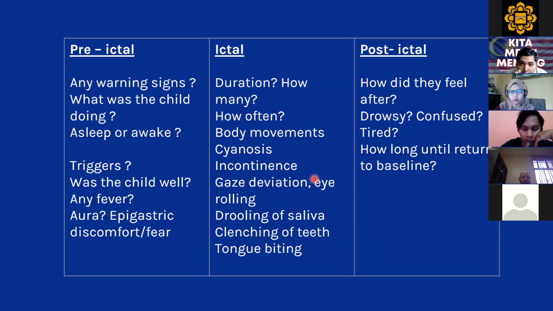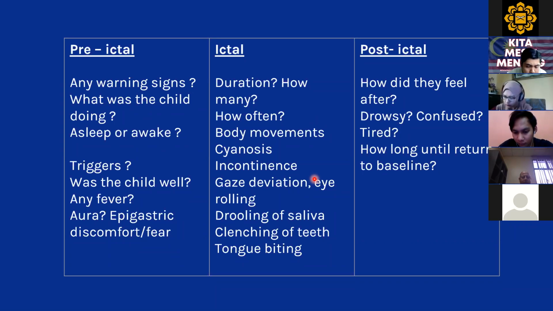So during the ictal phase, or during the seizures, what we want to know is the duration. Duration is really important because in status epilepticus, if it is more than 5 minutes, we need to intervene. So that's why the duration is really important. How many times? Only 1 or 2? Because, like the definition, more than 2. So we need to know that. How often? Did it only start last night, or for the previous 1 month, previous 1 year? So we need to know all this history.